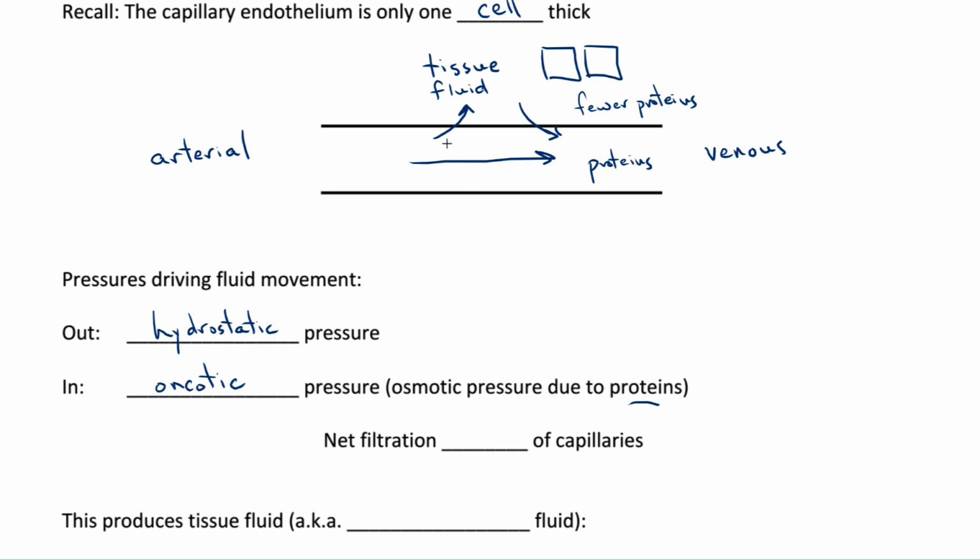So there's these two basic sets of forces. There is hydrostatic pressure pushing fluid out, and then there is oncotic or osmotic pressure due to the greater number of proteins inside the capillary than outside that's pulling fluid back in. But it turns out that the balance of these is such that there's net filtration out of the capillaries and into the tissues. And in fact, that's across all your tissues on the order of about 3 liters per day of fluid that is getting out of the capillaries and into the tissues. And so we need a way of returning that.